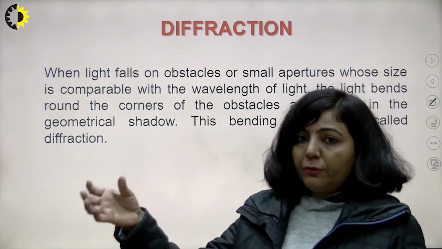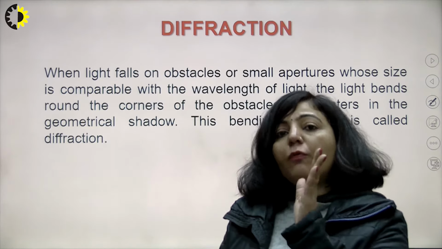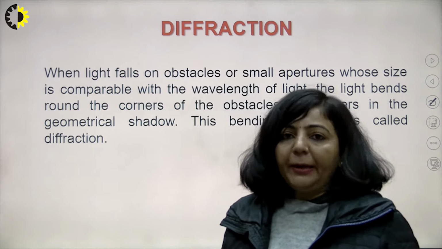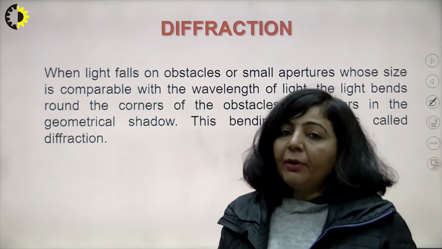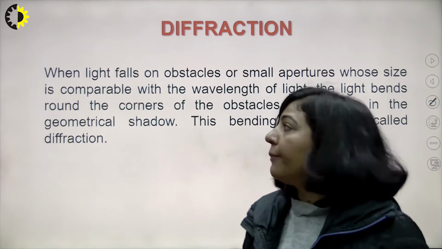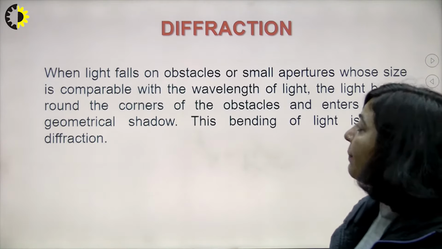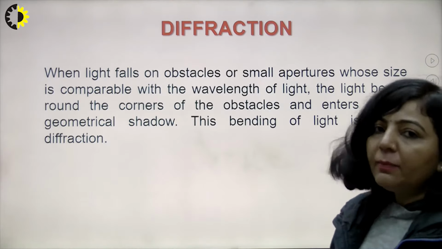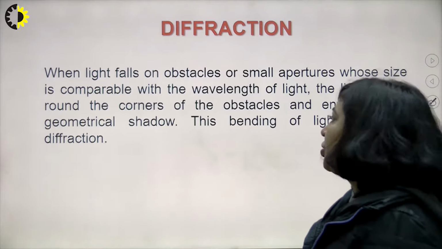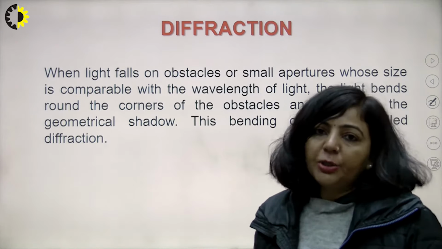The wavelength of the source which you are using, and the dimensions of the obstacle which you are using in order to get that diffraction pattern, both should be comparable to each other. So when light falls on obstacles or small apertures whose size is comparable with the wavelength of light, the light bends around the corners of the obstacle and enters the geometrical shadow. This bending or spreading of light is known as diffraction, right?